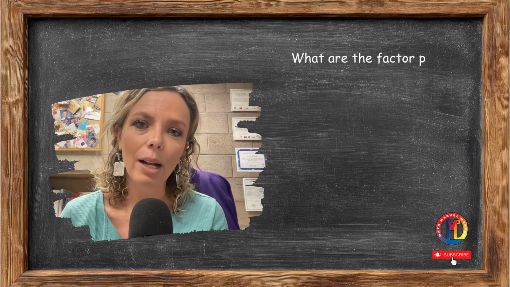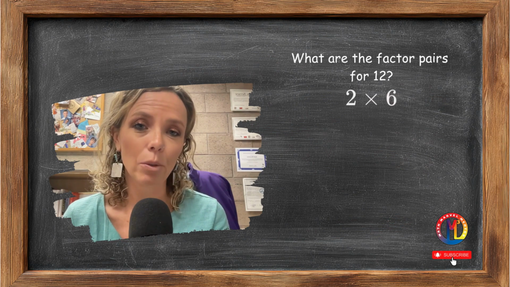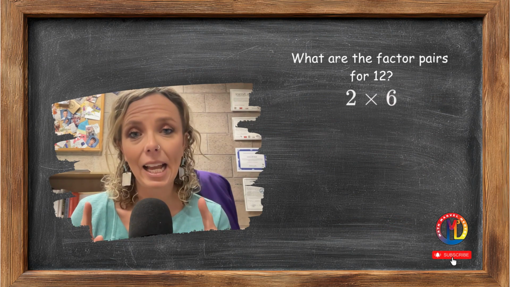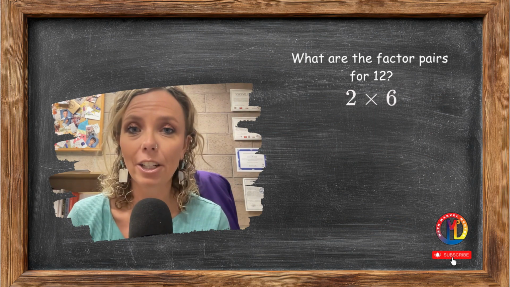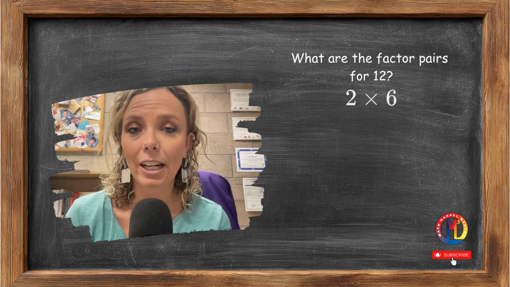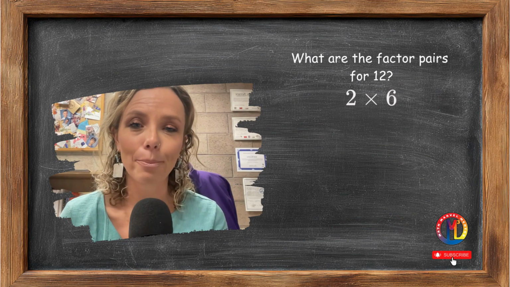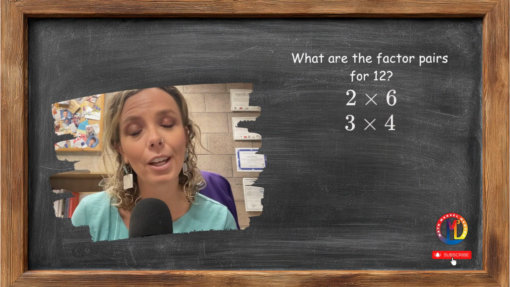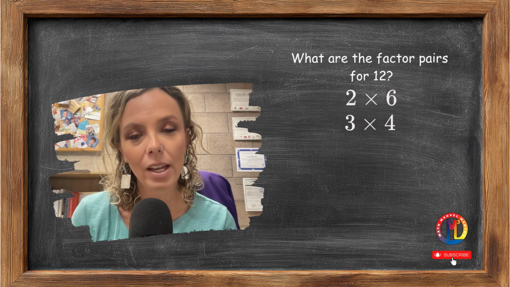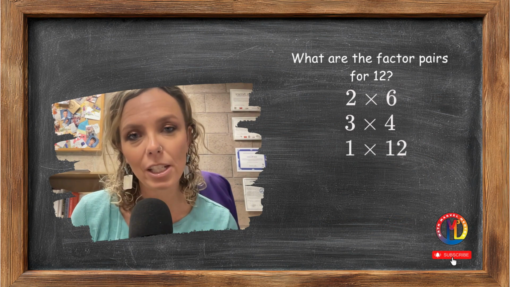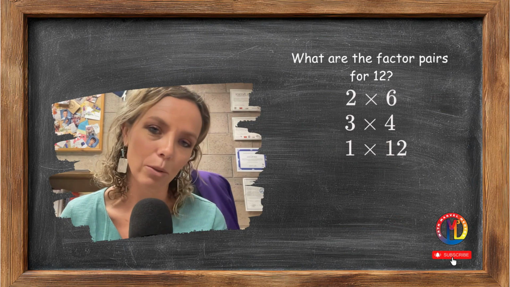So for example, I would know that 2 times 6 equals 12, and that set or pair of numbers would be my factor pair. 2 and 6 is a factor pair for 12, and the factors would be 2 and 6. Another factor pair would be 3 and 4. I know that 3 times 4 equals 12. The other factor pair for 12 is 1 times 12. 1 times 12 equals 12.